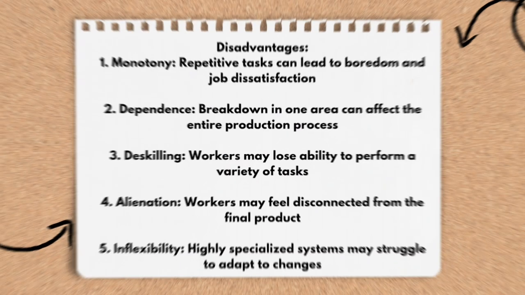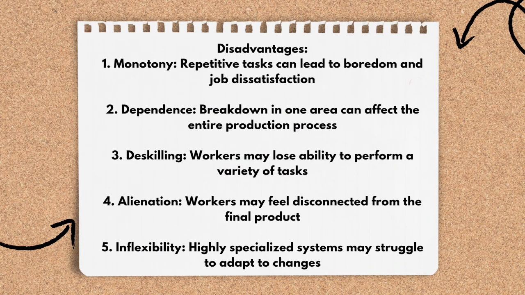Now let us move to disadvantages. What is the disadvantage of division of labor? Number one, monotony. What does that mean? Repetitive tasks can lead to boredom and job dissatisfaction. Somebody can get bored and dissatisfied when working in repetitive tasks. Number two, dependence. Breakdown in one area can affect the entire production process. Number three, de-skilling. Workers may lose ability to perform a variety of tasks. Number four, alienation. Workers may feel disconnected from the final product. Number five, inflexibility. Highly specialized system may struggle to adapt to changes.